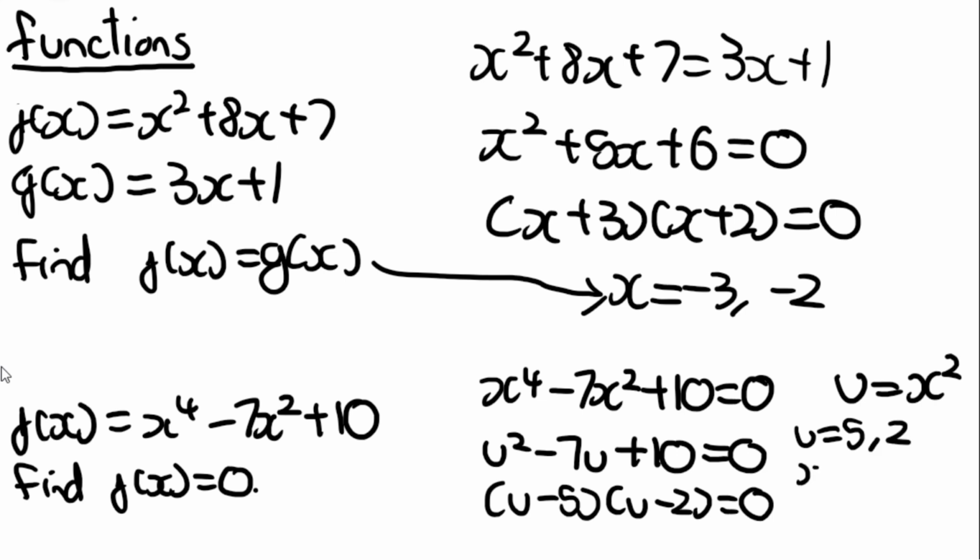So that means that x squared is equal to 5 and 2. So x squared is equal to 5. So that means that x is equal to plus and minus the square root of 5. And x squared is equal to 2. So that means x is equal to plus or minus the square root of 2. So those would be the solutions for that question.